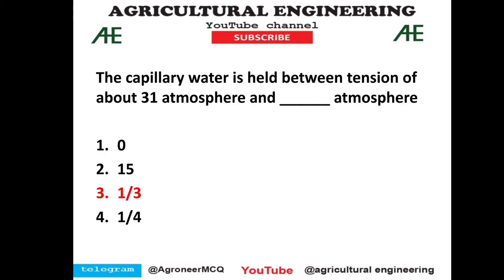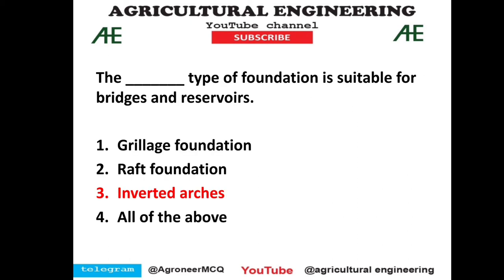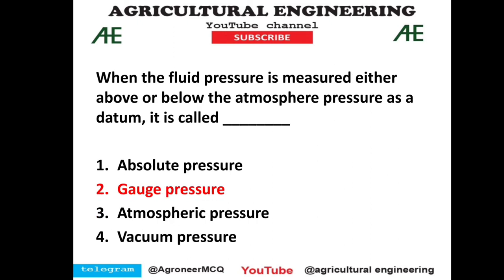So the first question was: the capillary water is held between tension of about 31 atmosphere and 1/3 atmosphere. The inverted arches type of foundation is suitable for bridges and reservoirs. When the fluid pressure is measured either above or below the atmosphere pressure as a datum, it is called gauge pressure.